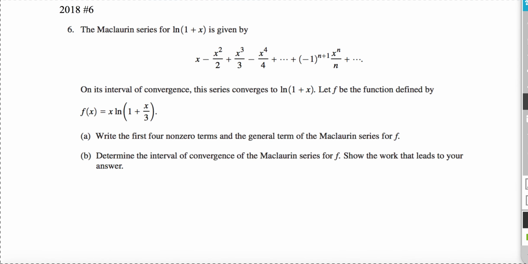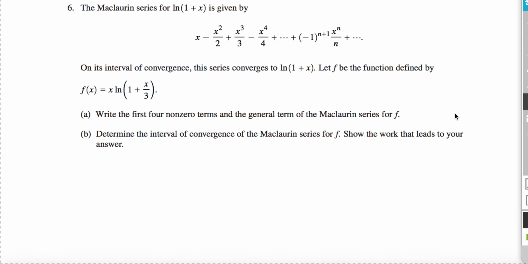Okay. We're going to look at two parts of this one again. You can pause it now, try the problem, come back and check your work, or you can watch me do it right now. So we're told that the Maclaurin series for natural log of 1 plus x is given by this thing. That's kind of helpful. Remember, there's certain Maclaurin series you do need to memorize. Please make sure that happens. On its interval of convergence, this series converges to natural log of 1 plus x.